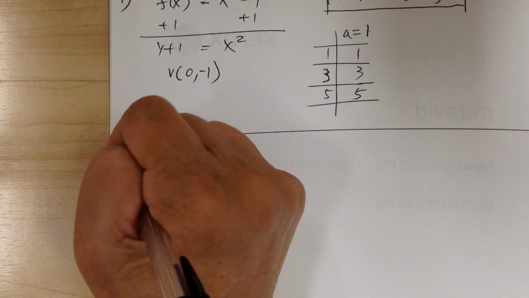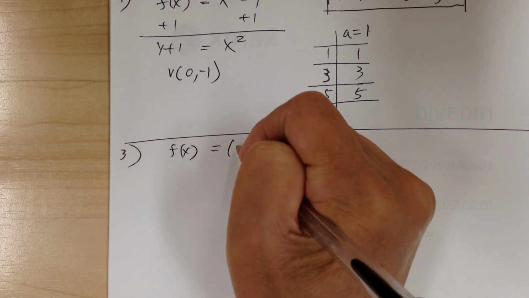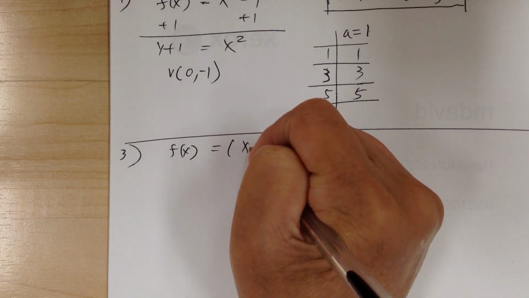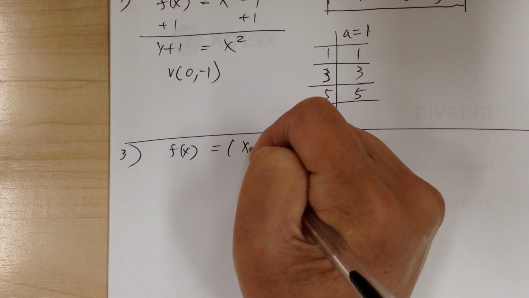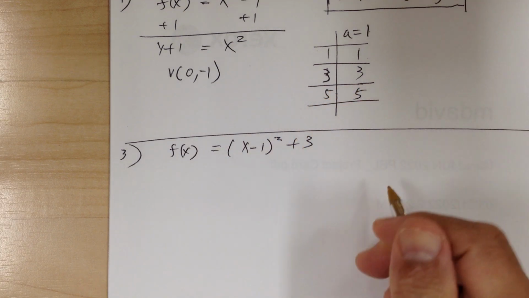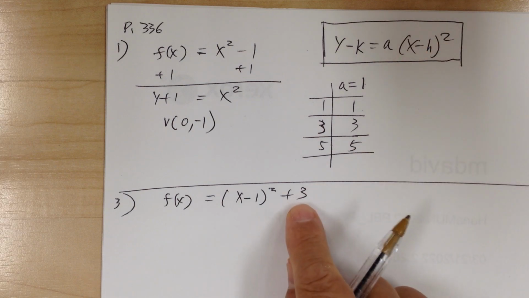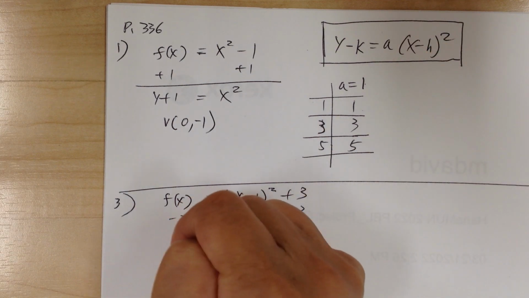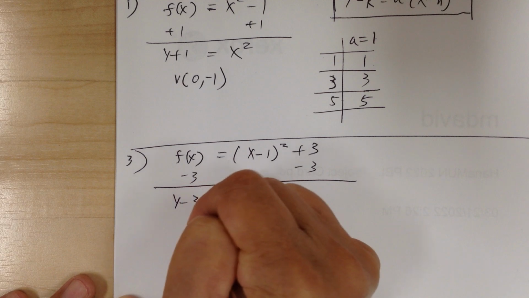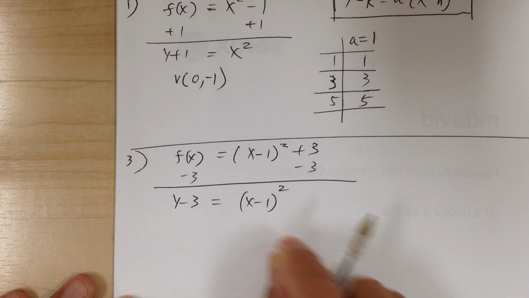Let's go to number 3. You have f of x equal to x minus 1 squared plus 3. Again, we need to get into the standard form, so we need to get rid of that. So minus 3 on both sides. So you got y minus 3 equal to (x minus 1) squared. So you need to have a perfect square on this side.